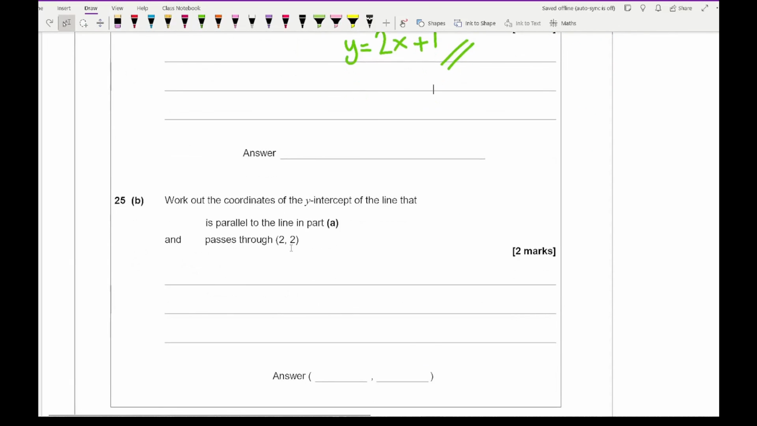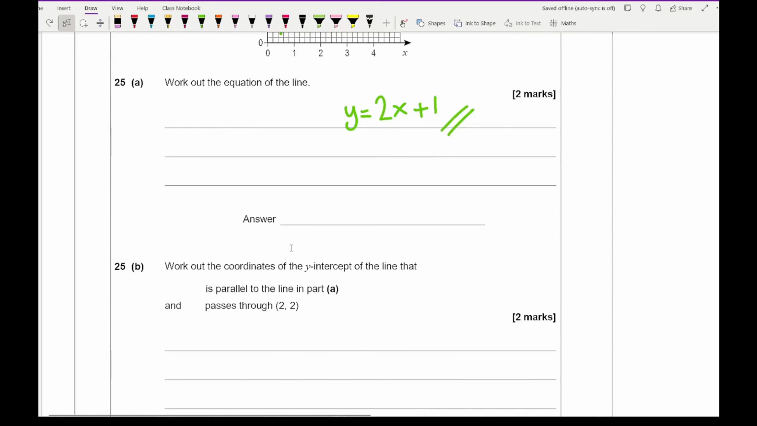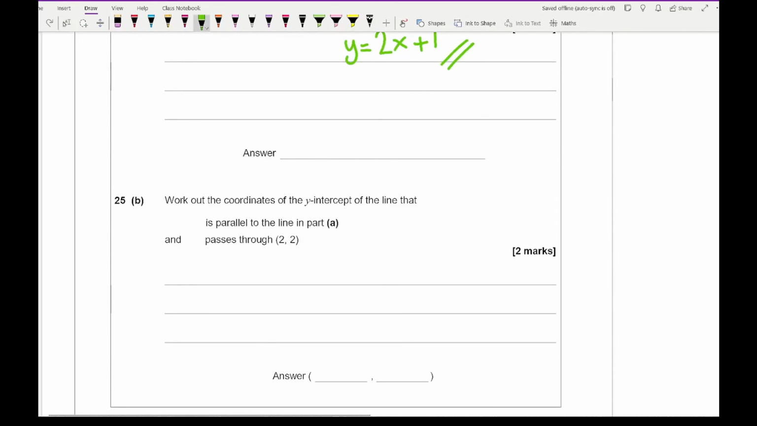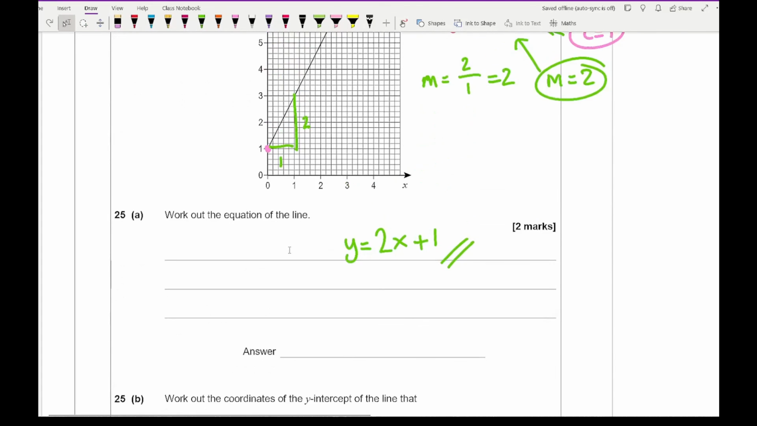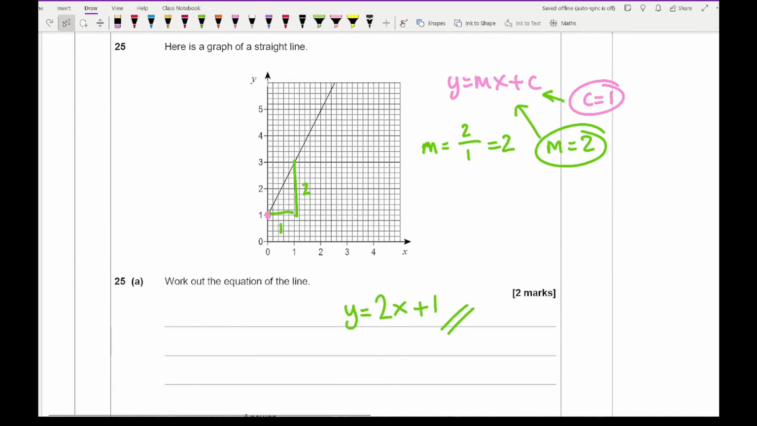Then for question 25b, it says work out the coordinates of the y-intercept of the line that is parallel to line A and passes through (2, 2). For this, again, there are a couple of ways in which we can do this. One, which I'd say is the common way, is to actually plot (2, 2), which is here, and we know it's going to be parallel, so it's going to have a gradient of 2. So it's going to be going through here, and then you can try and visualize where that point is going to be.